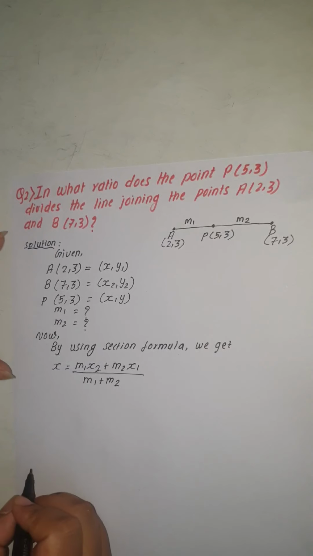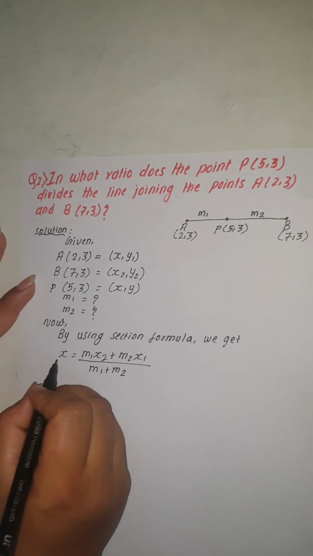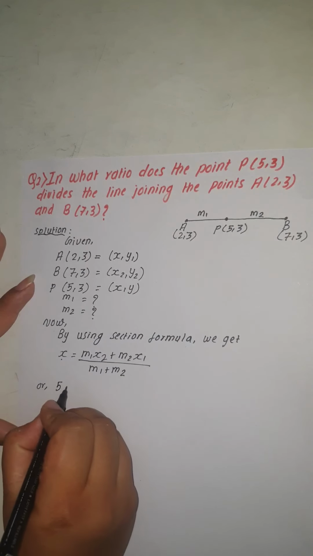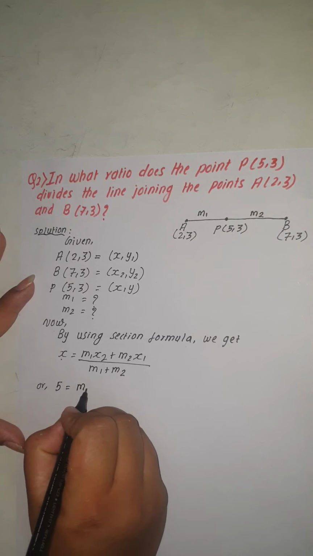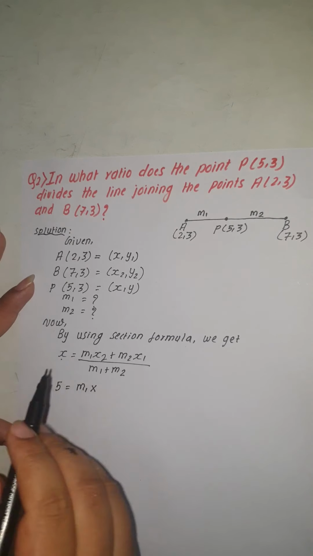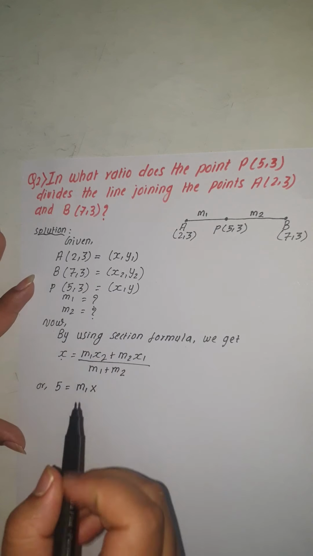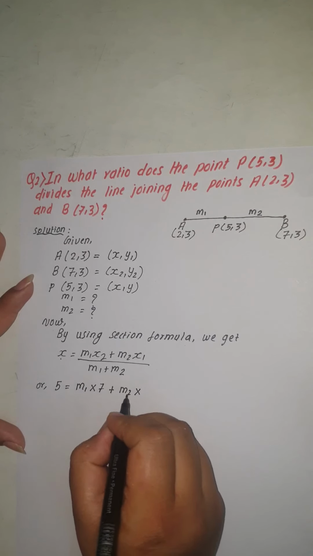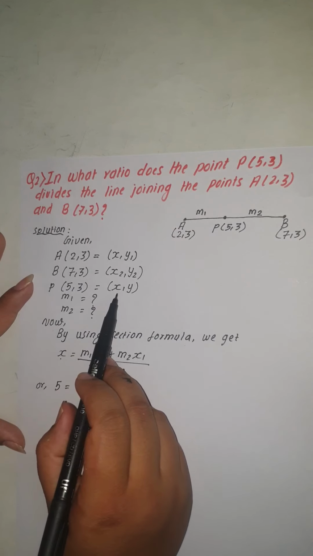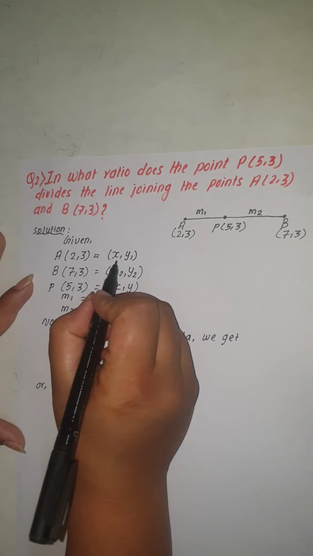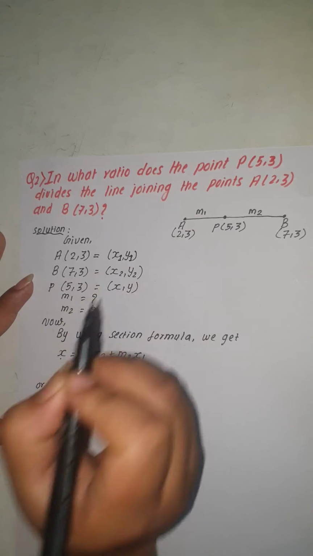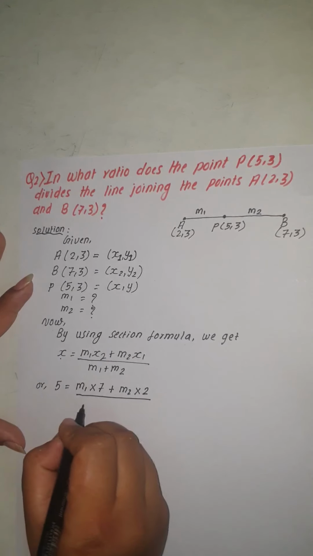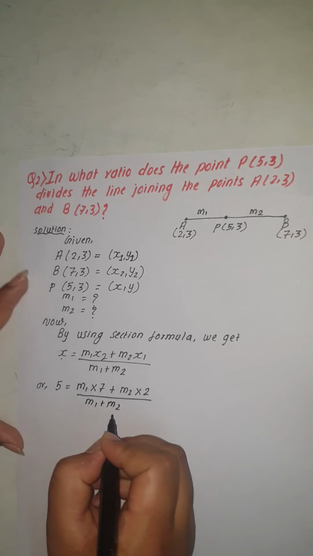Now let's replace the values. What is the value of x? The x value is 5, and m1 we keep as it is, into x2, which is 7, plus m2 also as it is, into x1. Which one is x1? Don't be confused, this is x1 and this is y1. So x1 is 2, by m1 plus m2.